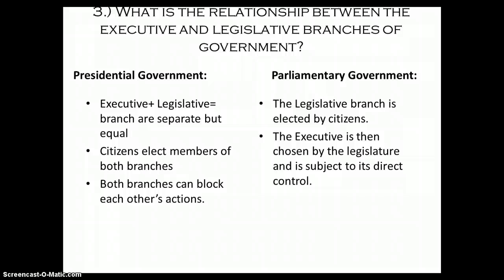So this style of government is found in Great Britain, and the parliament is the legislative branch. The parliament is elected by the citizens, but then the parliament chooses its prime minister, who is the executive. People do not elect this person like they do in a presidential system. This person is chosen by the legislature.